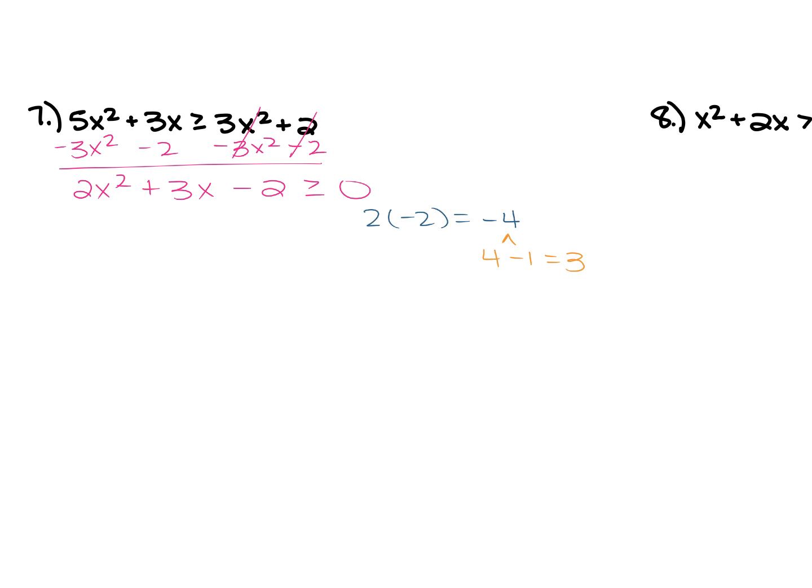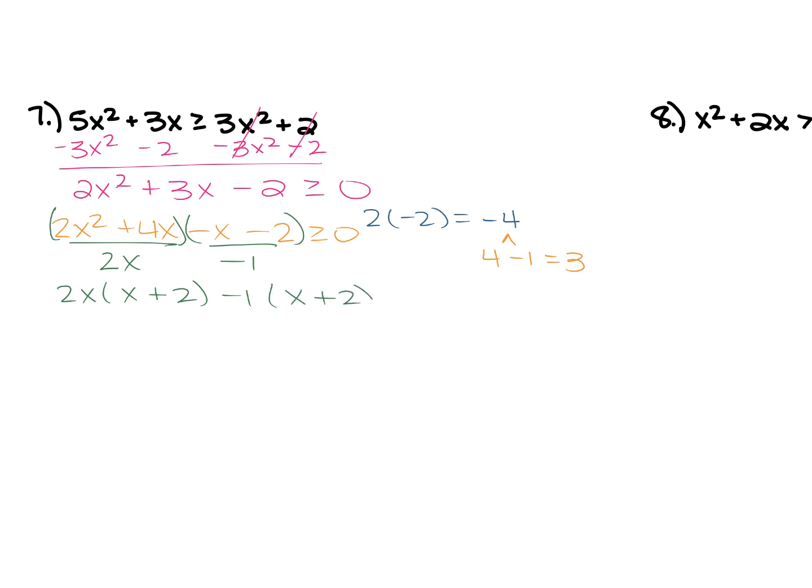So this is going to get rewritten as 2x squared plus 4x minus x minus 2 is greater than or equal to 0. We're going to factor this by grouping. Factor out a 2x, factor out a negative 1. That's going to give us 2x times x plus 2 minus 1 times x plus 2 is greater than or equal to 0. From here, 2 parentheses are the same, so that's going to give you x plus 2 times 2x minus 1 is greater than or equal to 0.